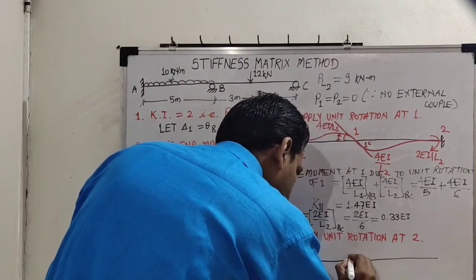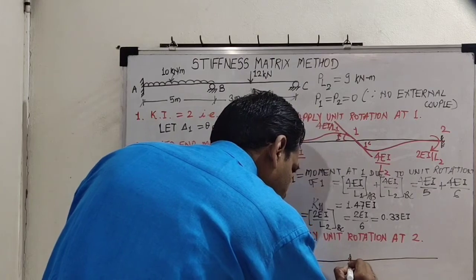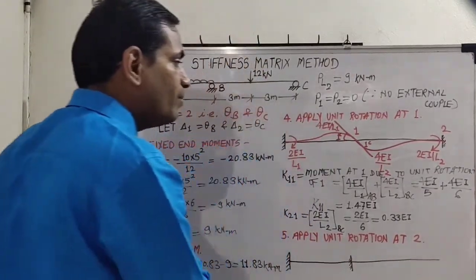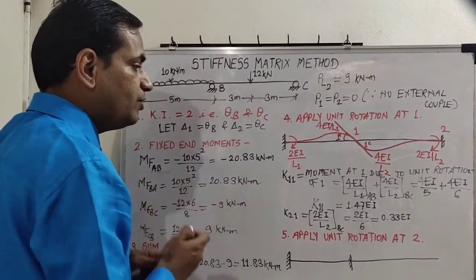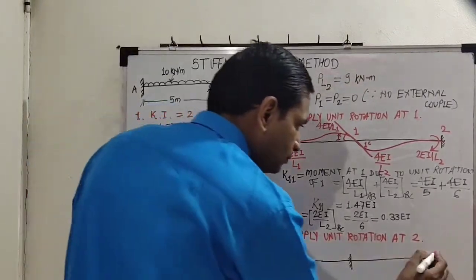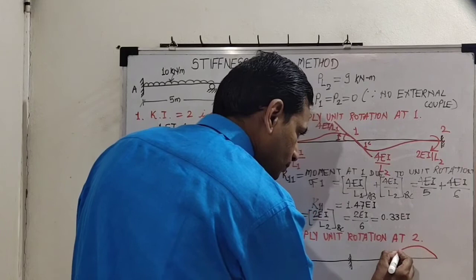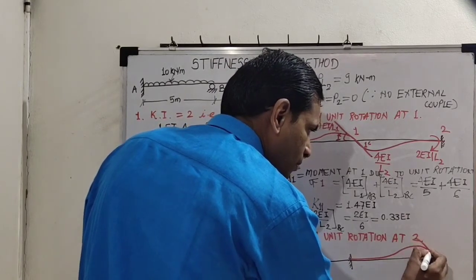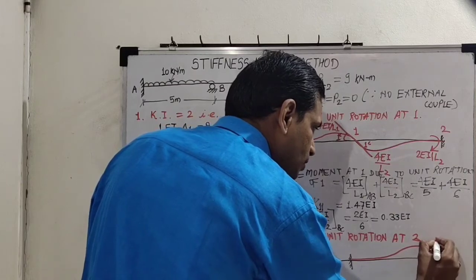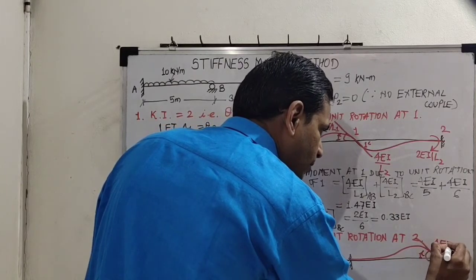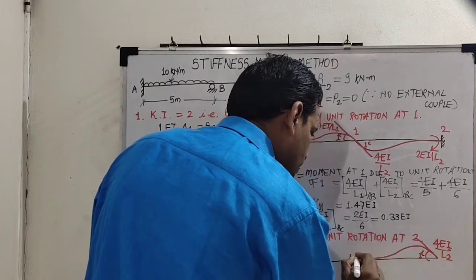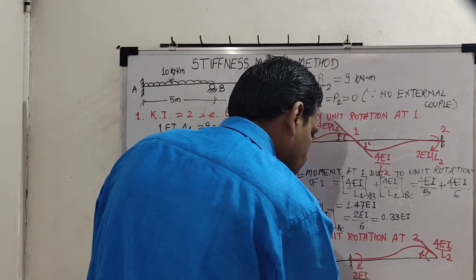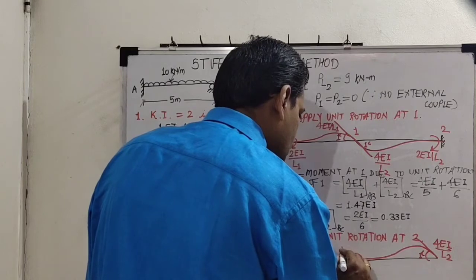And we are making location 1, rotation 0. So what will be the deformed shape here? Let us draw. Something like this will be there. This is 1 radian rotation. So the value here is 4EI upon L2, and here 2EI by L2. So this is our location 1.